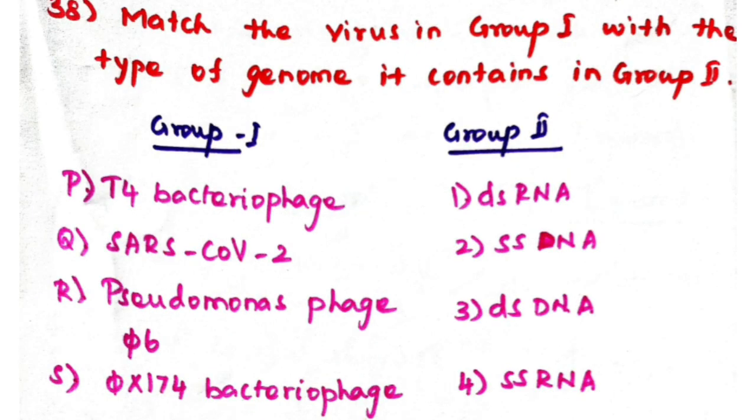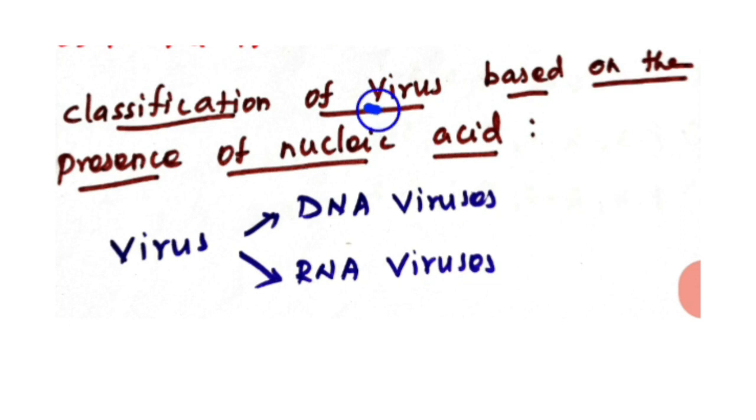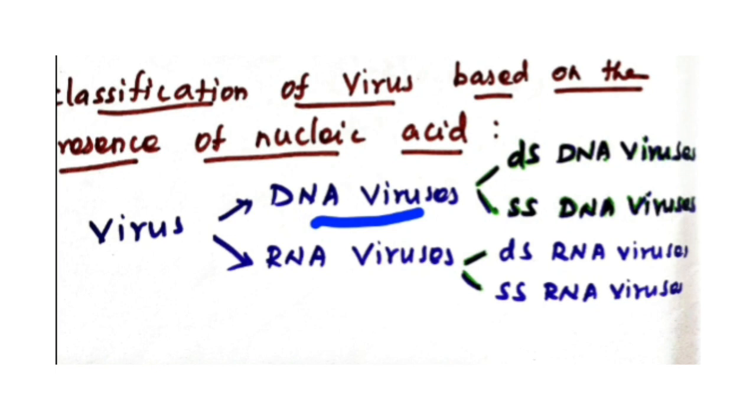Next question, match the virus in group 1 with the type of genome it contains in group 2. You can classify viruses based on the presence of nucleic acid in it. So you can classify viruses into two broad types: DNA viruses and RNA viruses. DNA viruses are further classified into double-stranded, DS, and single-stranded, SS, DNA viruses. Same way, RNA viruses are also further classified into double-stranded RNA viruses and single-stranded RNA viruses.